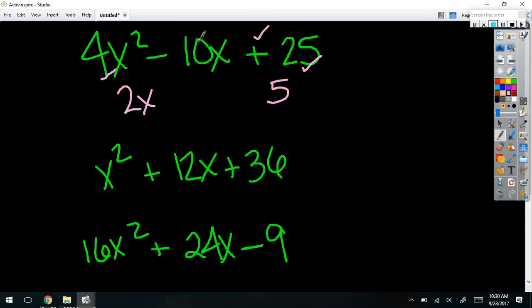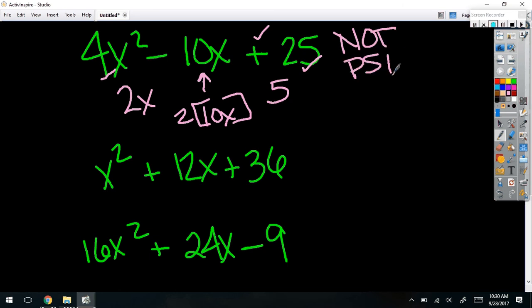But just finish working it and show us how it's not. Okay, so if I multiply these together, I get 10x. But I must double 10x to get what's in the middle. So if it's not what's in the middle, it's wrong. Correct. So it's not a PST. Not a PST. That's all we would write on the test.